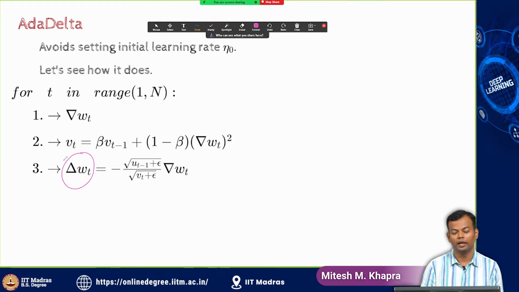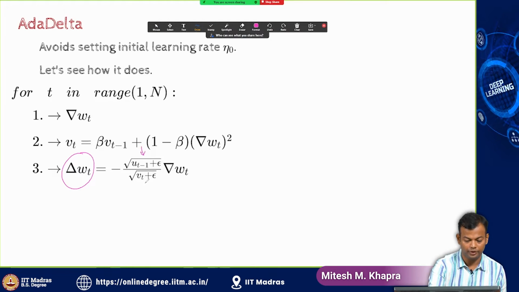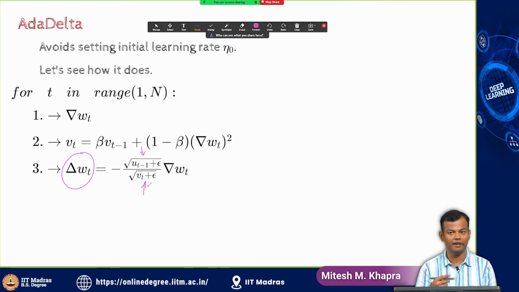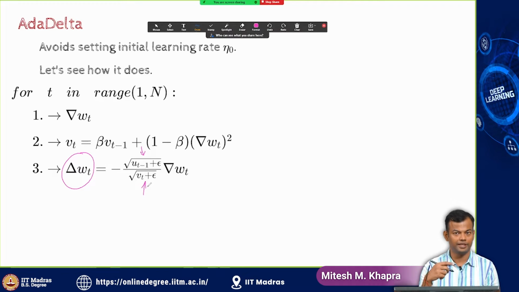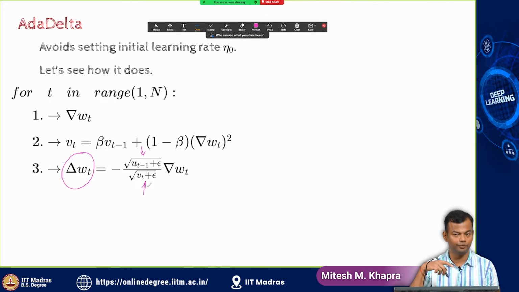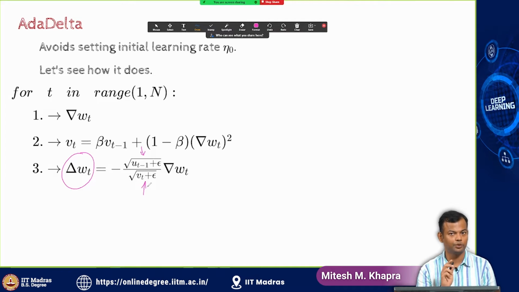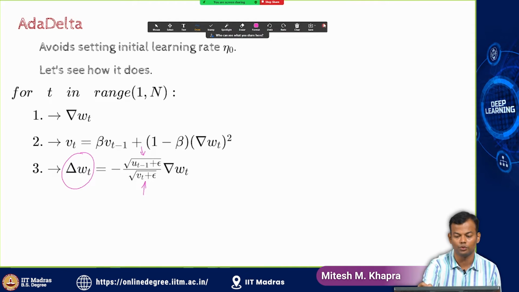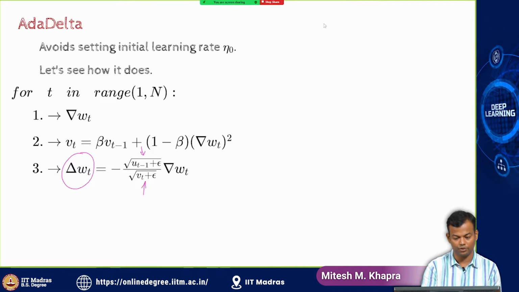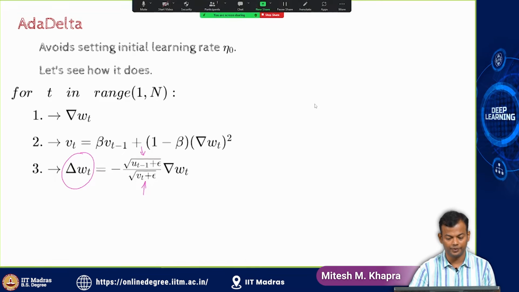right? And that update is a ratio of two variables. One is ut. I have not defined what ut is yet, but it's a ratio of ut and vt. Of course, the square root is there, but there is no eta naught here, right? So we still need to see what ut is and how this ratio takes care of the challenges that I was talking about. Yeah, so let's see.